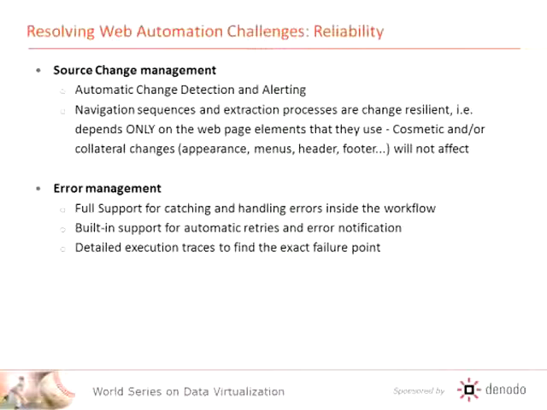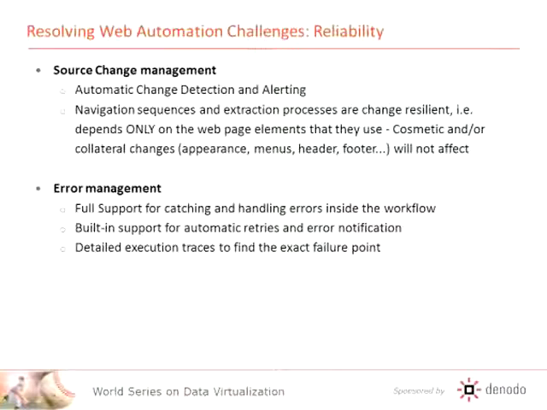First, what happens when the source changes? Web sources are autonomous and change without notice. As we saw in the demo, a unique feature of Denodo web automation is that it mimics the human navigation pattern that makes it resilient to changes on the web page. Unless the change has directly impacted the elements used in a navigation sequence or extraction pattern, the process remains unaffected.